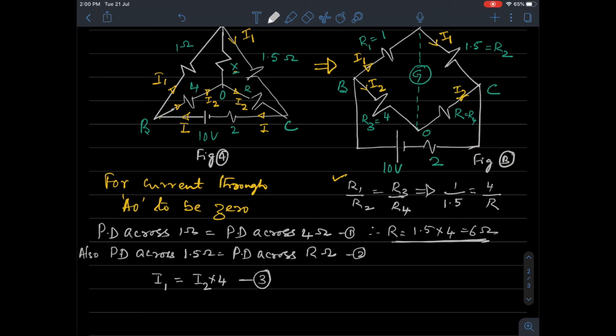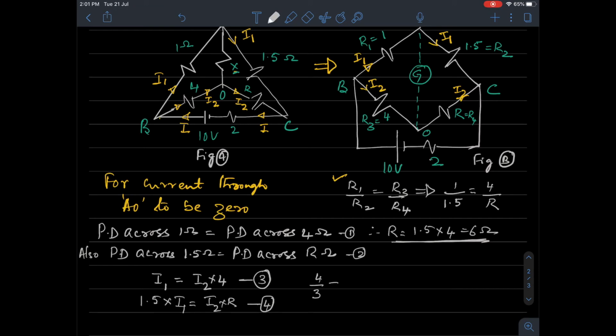Now equation 2. What is the potential difference across 1.5? It is simply 1.5, that is the resistance, multiplied by its current I1, equal to the potential difference across R. The potential difference across R is I2 into R. This is my equation 4.